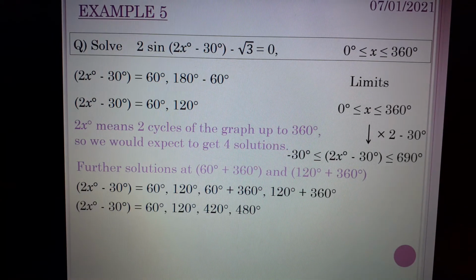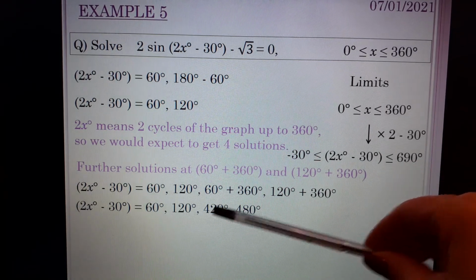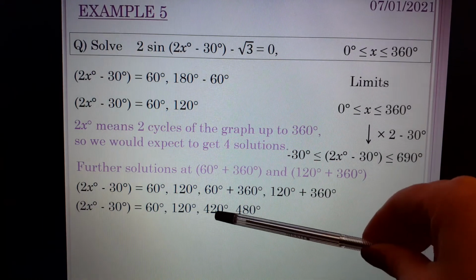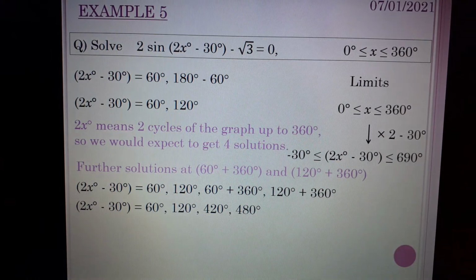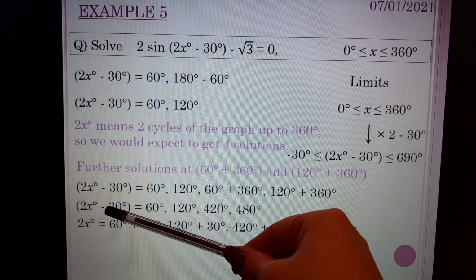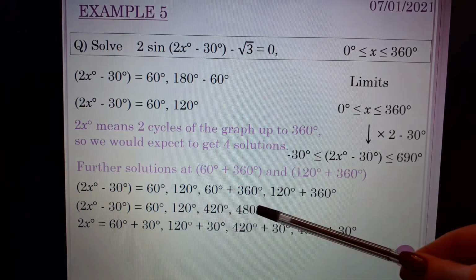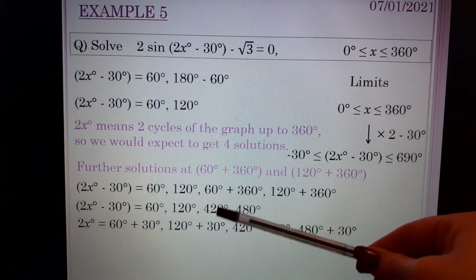So here we've got 2x minus 30 is 60, 120, 420, and 480. And we thought the answer actually had to go up as far as 690. So if we just check, if we were to add on a 360 to that, it's too high. It's much higher than 690. So we don't add any more 360s on. Okay? So 2x equals, so the next thing to do is take the negative 30 and add it as a 30 onto each of the sides, onto each of these numbers on the right hand side. So add 30, add 30, add 30, add 30.